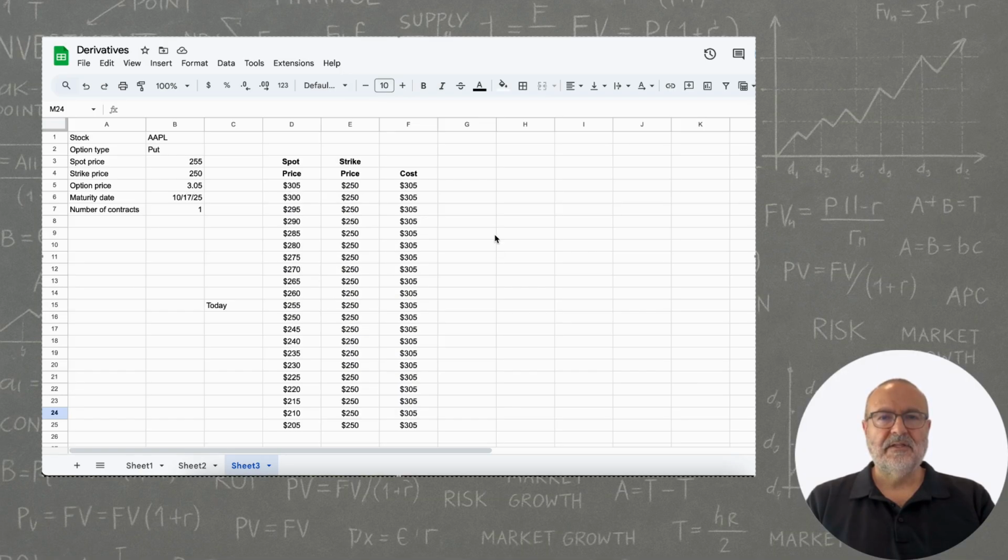Now, we can calculate the exercise value. This is the potential profit and loss at the end of the maturity date for this put option. The exercise value for a put option is the difference between the strike price and the spot price.